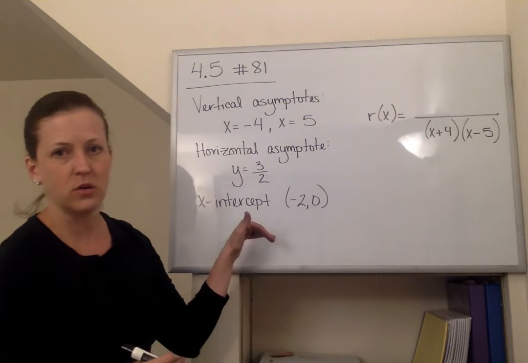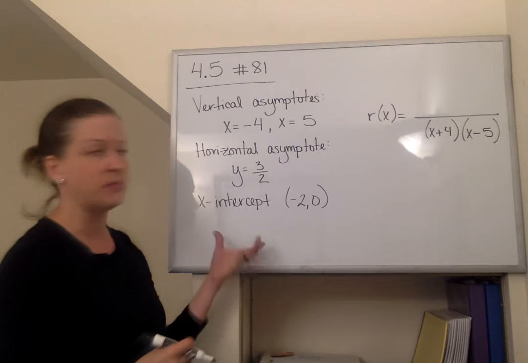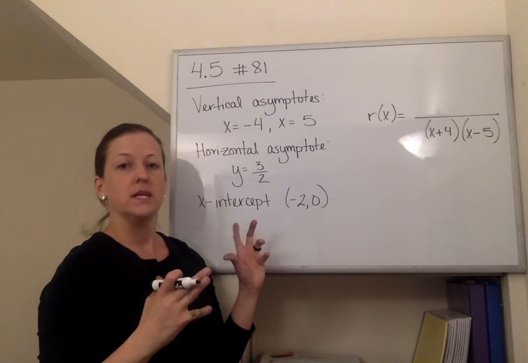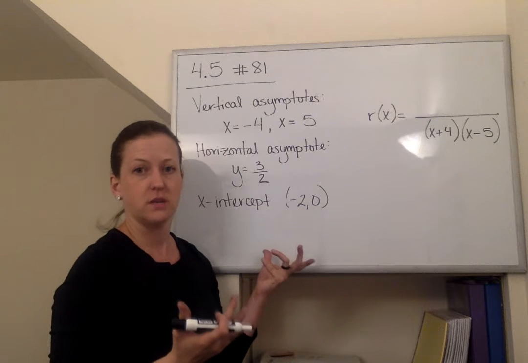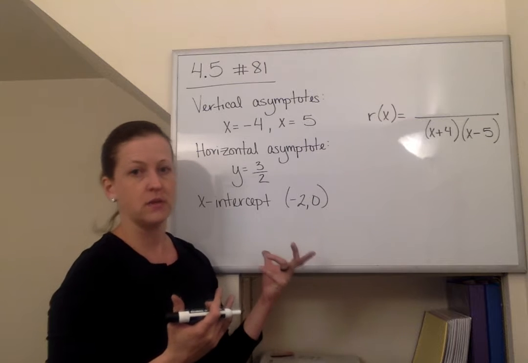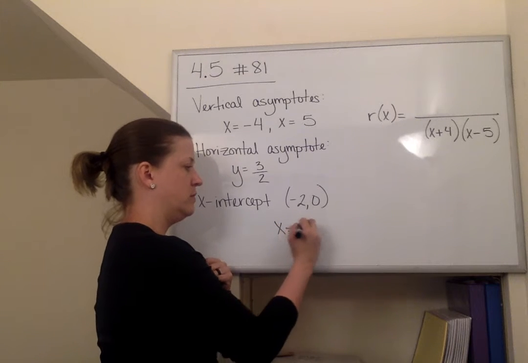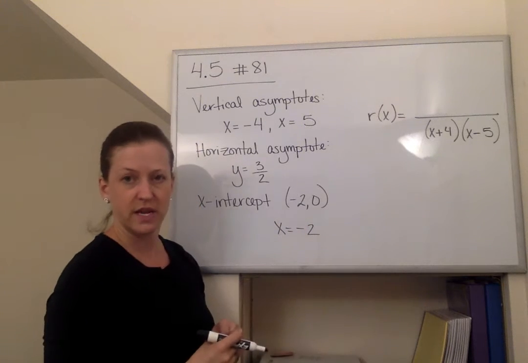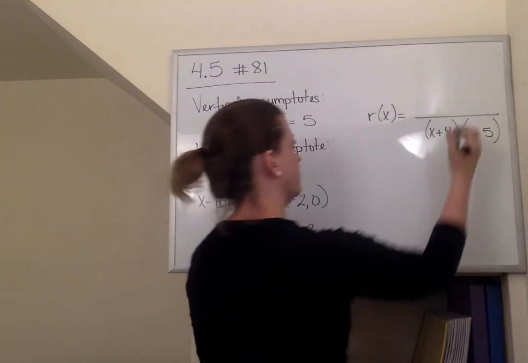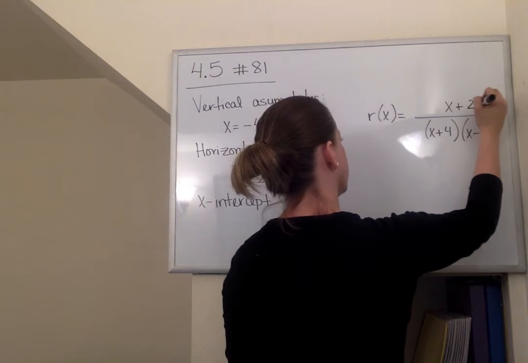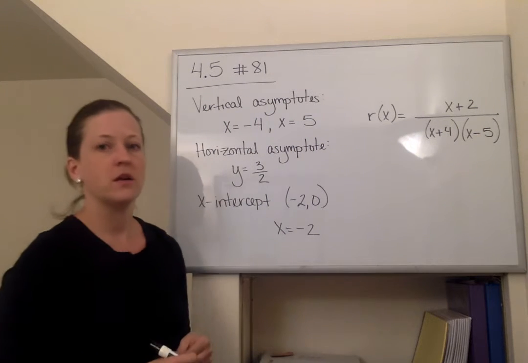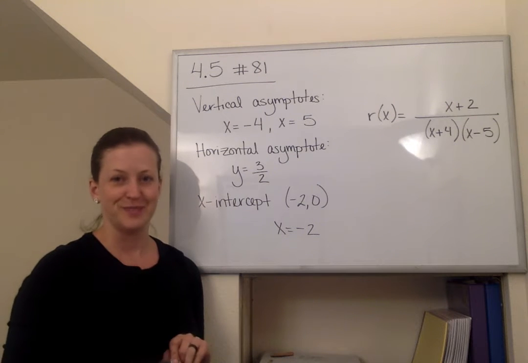Now, I'll come back to the horizontal asymptote. I want to talk about the x-intercept. The x-intercept is actually fairly simple also. That's where the numerator equals 0. So if the numerator is 0 at x equals -2, then x plus 2 is a factor of the numerator. Okay?